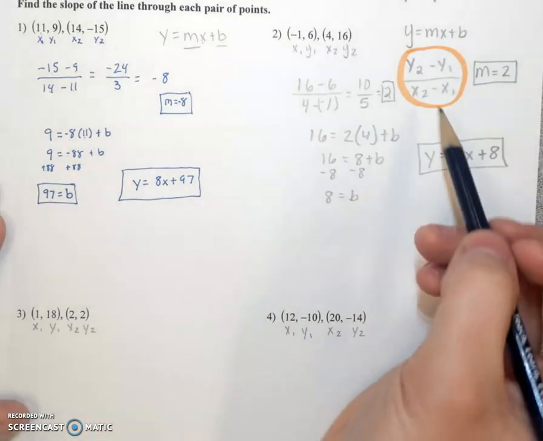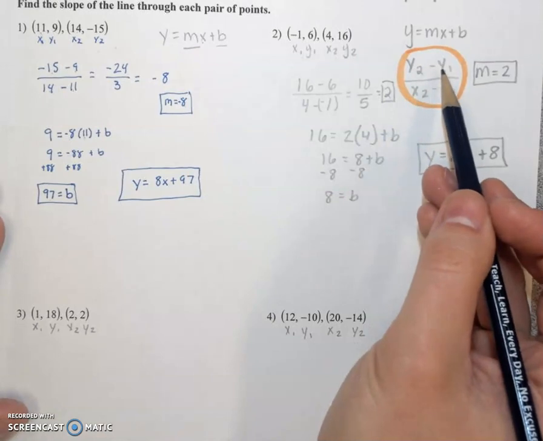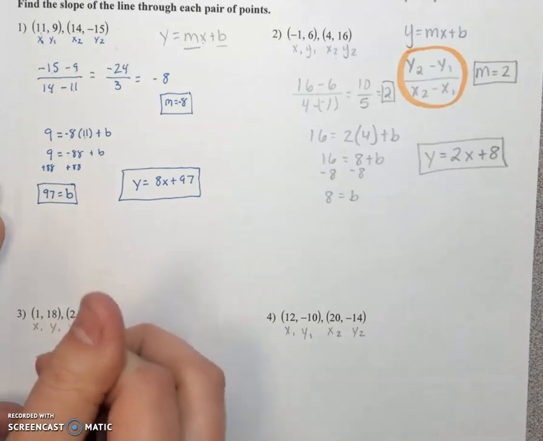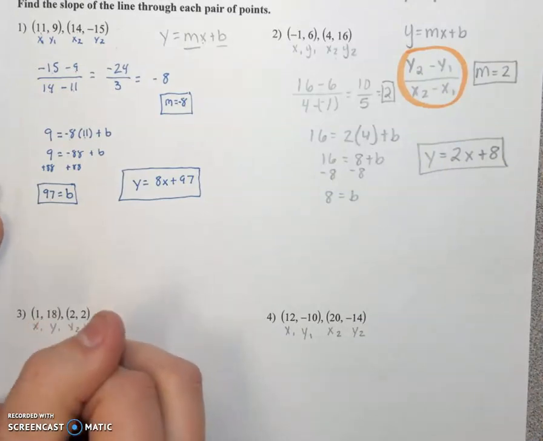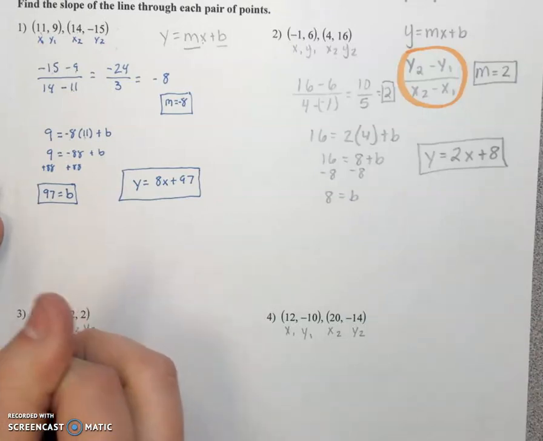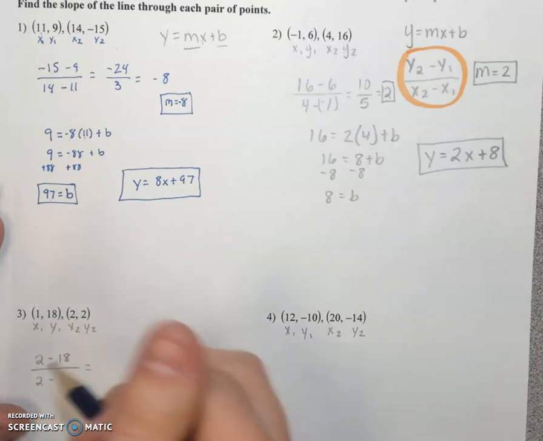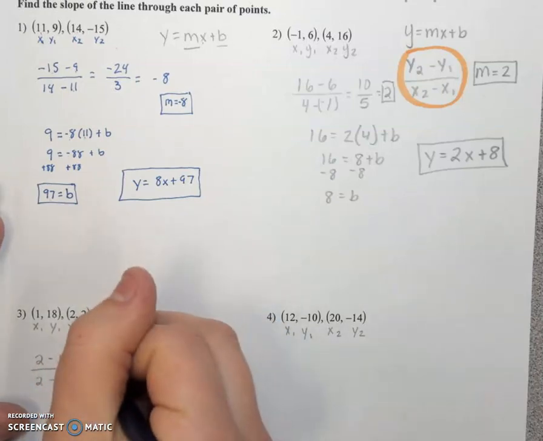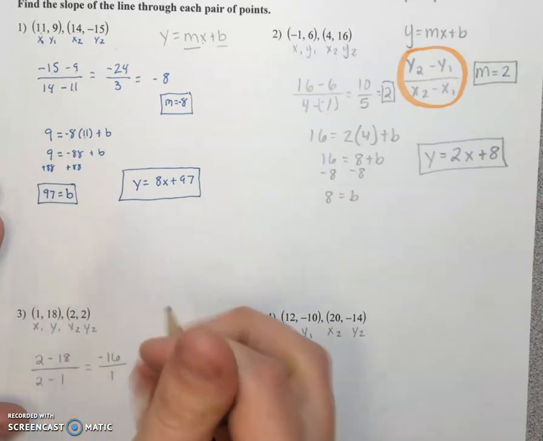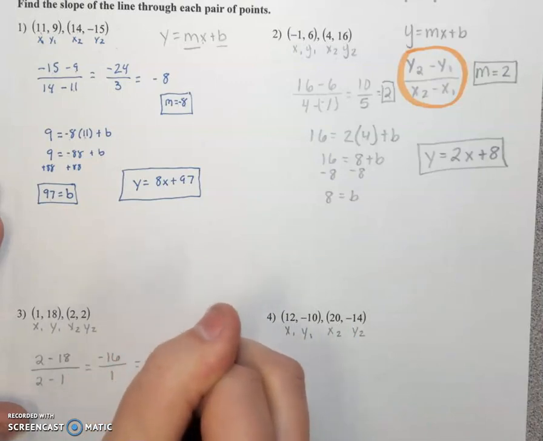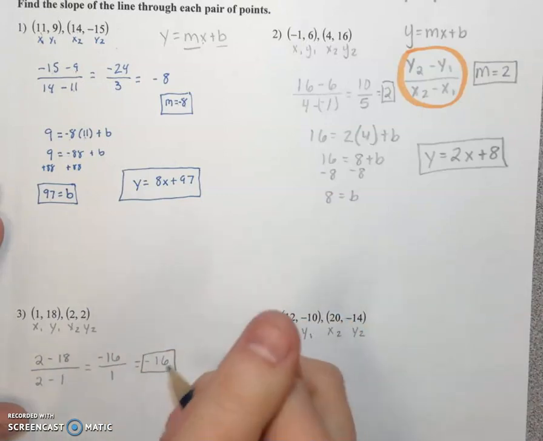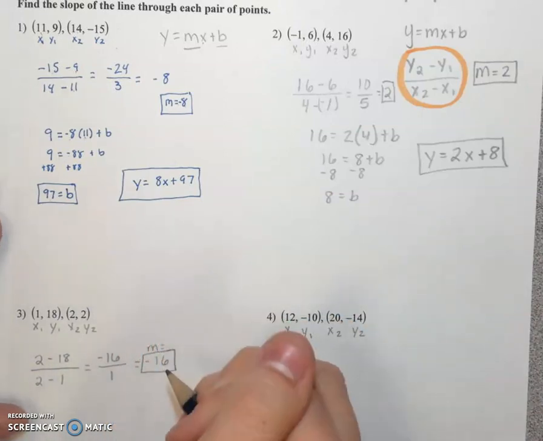So my formula, again, to find slope, that's the first step, is y2 minus y1 over x2 minus x1. So y2 is 2. Minus y1, which is 18, over x2, which is 2, minus x1, which is 1. What do I get here? 2 minus 18 is a negative 16. 2 minus 1 is 1. So negative 16 over 1 is really just negative 16. That is my slope. M equals negative 16. If it helps you, you can always write m equals negative 16.